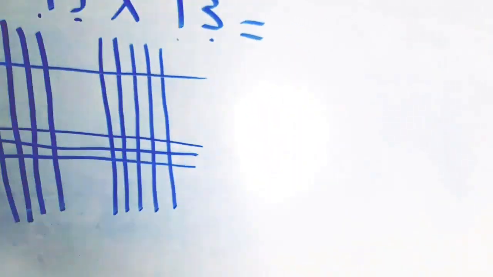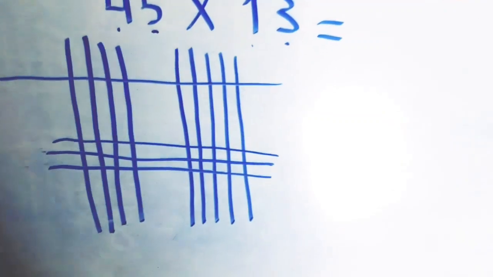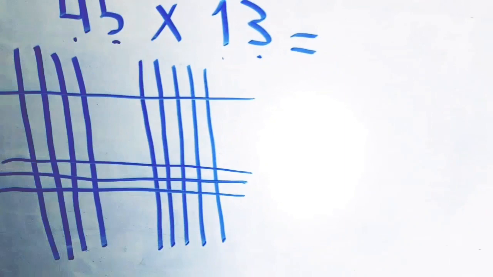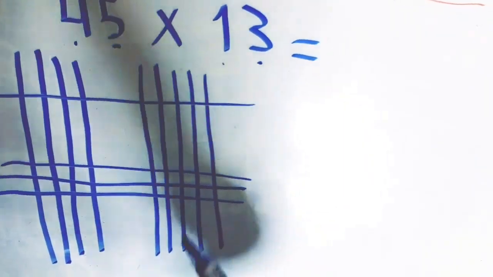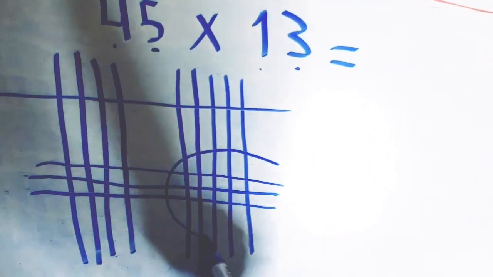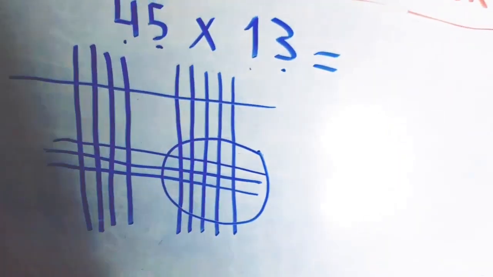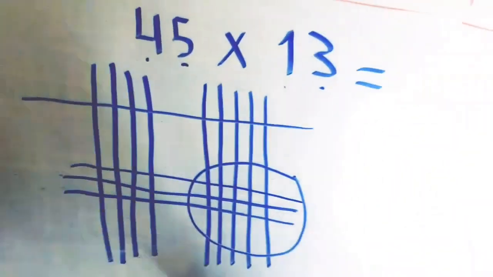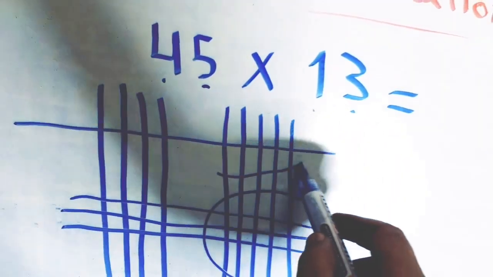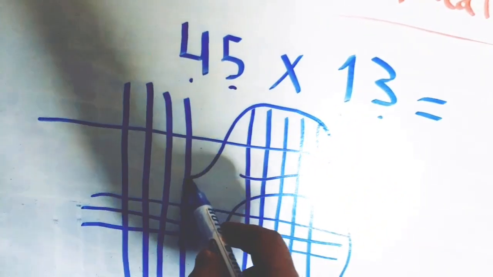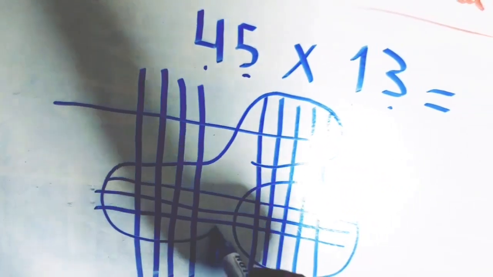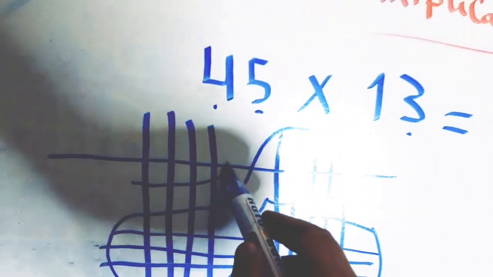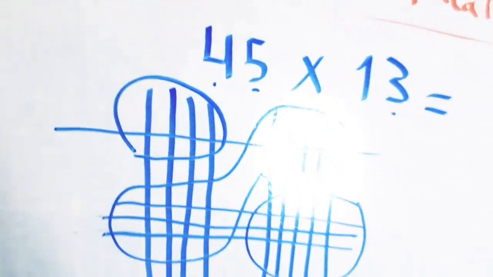Then we must mark or determine the intersectional zones, beginning from the right bottom side. We circle the right bottom side. We transfer to the second intersectional zone. Of course, it is this, and we must circle it. Okay? This is the last intersectional zone.